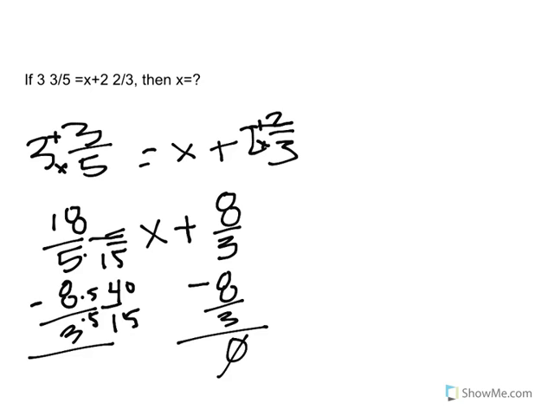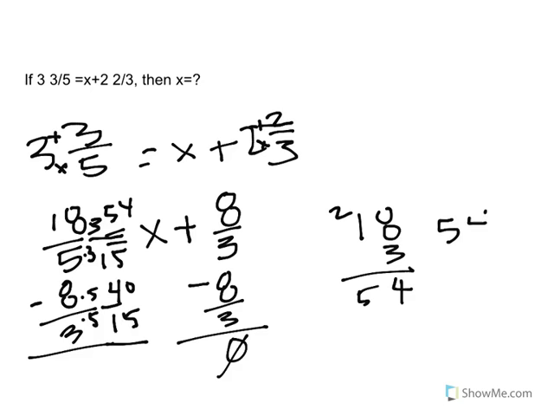Over here, we know that 5 goes into 15 3 times. 5 times 3 is 15. 18 times 3, well, we can work that out over here. 3 times 8 is 24. 3 times 1 is 3, plus 2 is 54. So we have 54 over 15 minus 40 over 15.